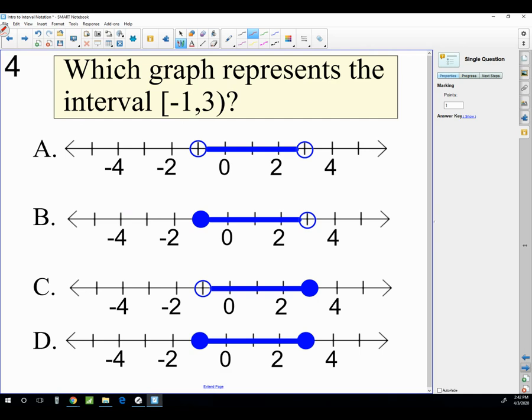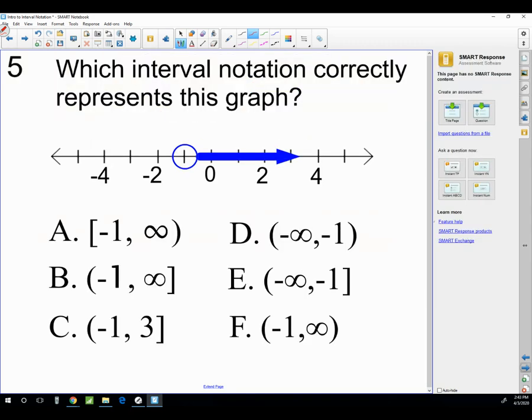All right, let's keep going. Now we have an interval notation question, and we have a number line answer. See if you can come up with that. Surely you're going to pick B, that the bracket is the full circle and the parentheses the empty circle.